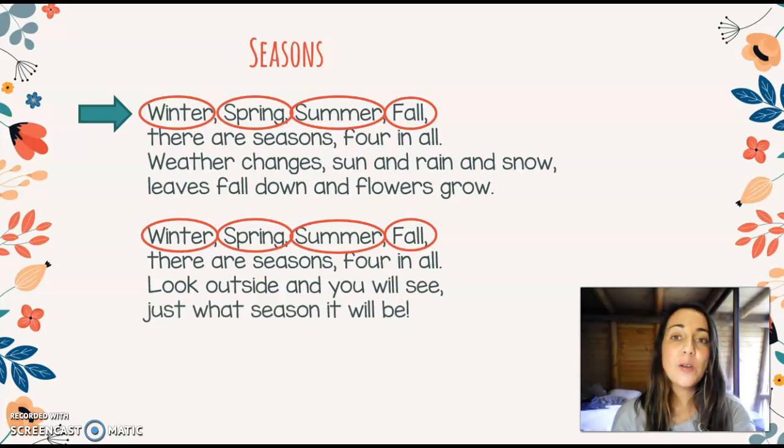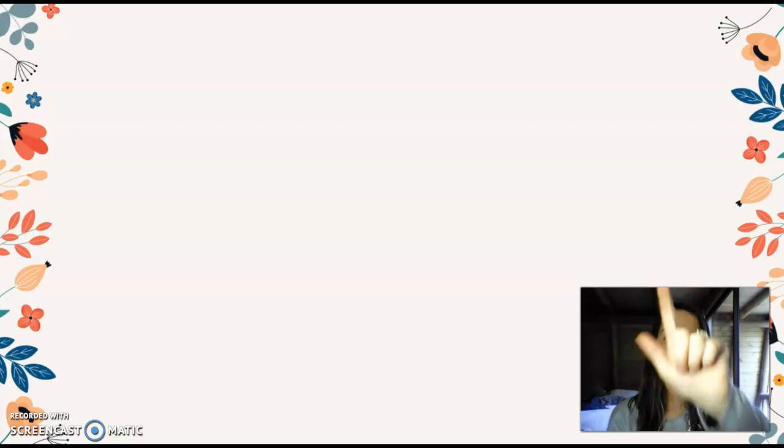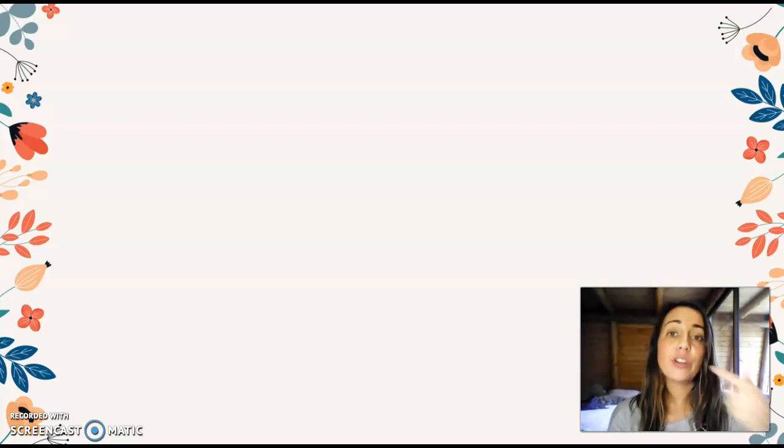Very good. So now that we have read the poem, I'm going to present the vocabulary words. I'm going to say the word once, and then I am going to count up to three, as always, like this. 1, 2, 3, and we're going to say the word together. Okay? Let's go.